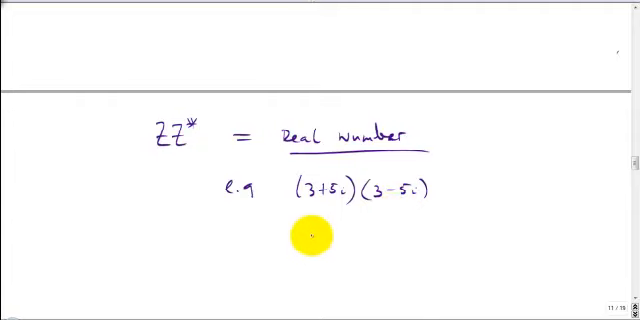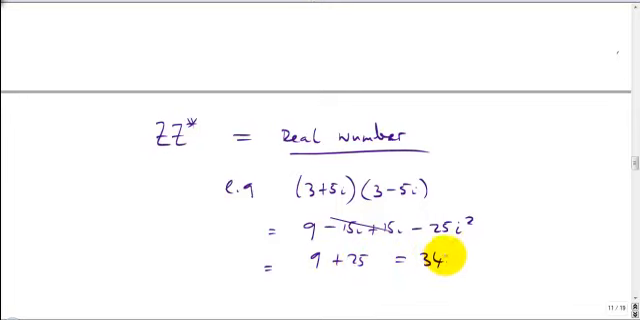Now, multiplying it, you get 9, you get minus 15i, you get plus 15i, and then you're going to get minus 25i squared. And you can simplify that out. The imaginary terms cancel out, so you're going to get 9. Now it's minus 25i squared. We know that i squared is equal to minus 1, so it's 9 plus 25. That's equal to 34. It's a real number. It hasn't got an imaginary part.